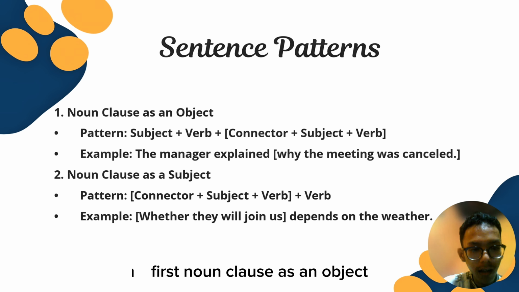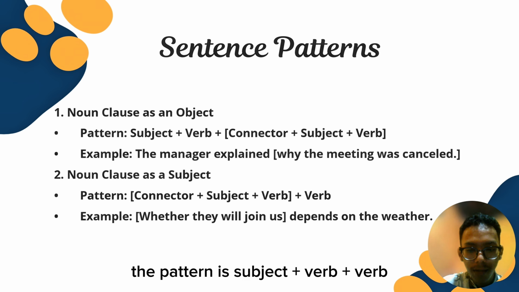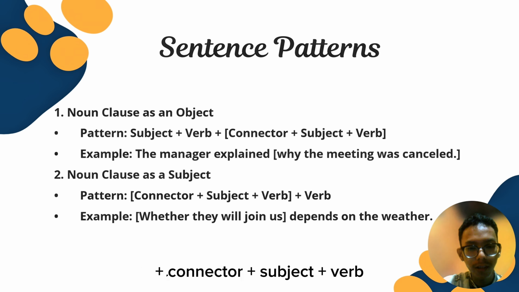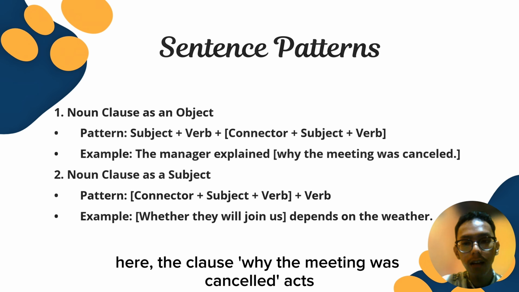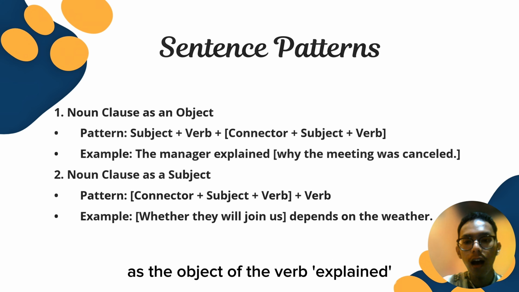First, noun clause as an object. The pattern is subject plus verb plus connector plus subject plus verb. For example, the manager explained why the meeting was cancelled. Here, the clause why the meeting was cancelled acts as the object of the verb explained.